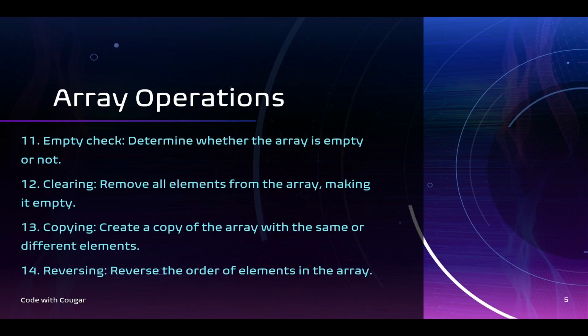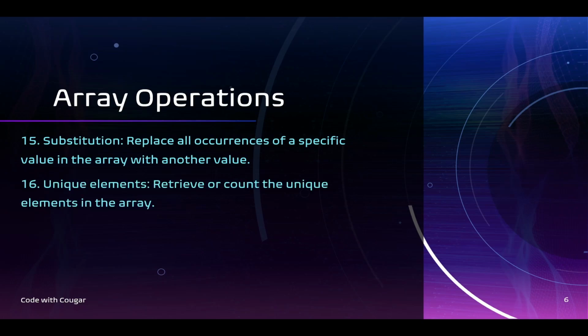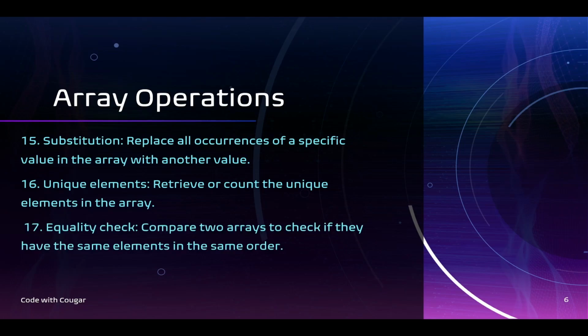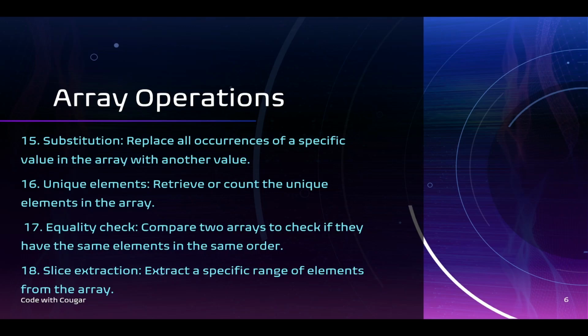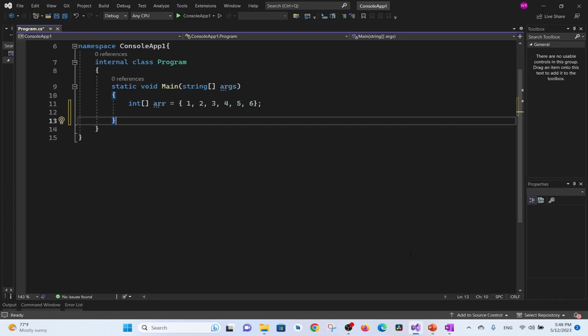Then we'll be talking about reversing a given array. We will also be talking about substitution, or replacing all occurrences of a specific value in the array with another value. We'll be checking the unique elements in a given array. We'll check for the equality of two arrays, whether the given two arrays are equal or not. Then we will do slice extraction. Basically, we can extract a specific range of elements from a bigger array. So let's get started and talk about the different operations we can perform on an array.